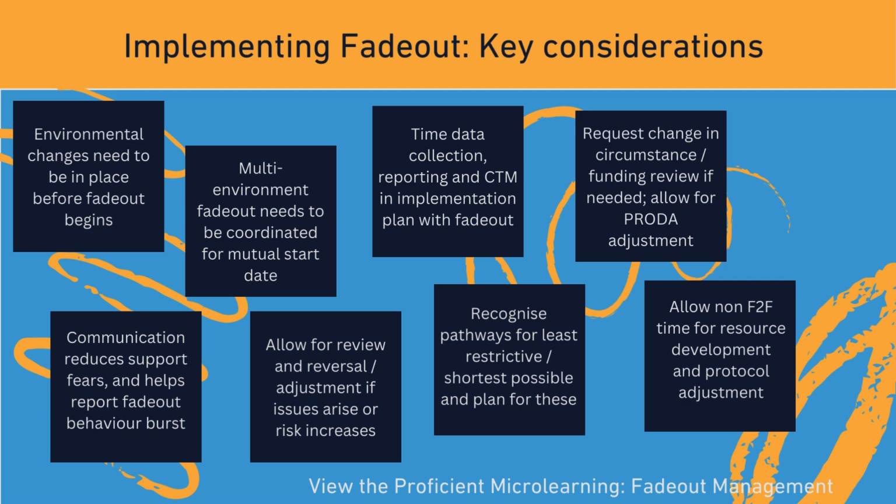When you're planning out your timelines across the year, allow for a review, allow for reversal or adjustment. It may not be completely successful. There may be unforeseen barriers or changes, and sometimes restrictive practice fade out is unsuccessful completely and return to previous needs to occur. All of these things are absolutely expected, but we need to plan for that possibility.